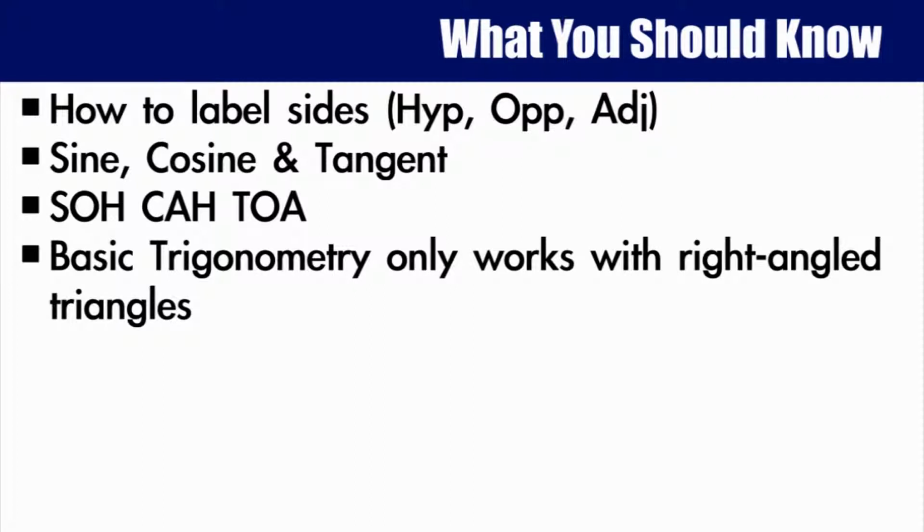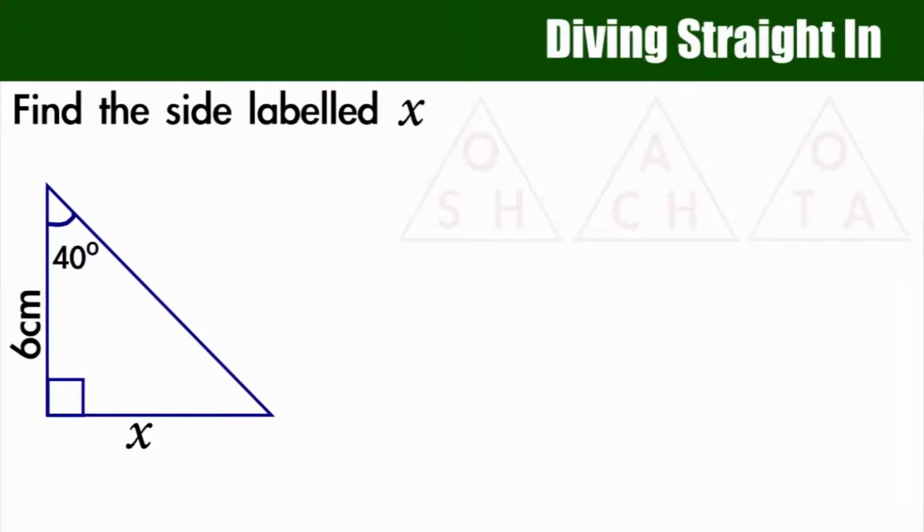So what you should already know. First of all, how to label the sides of the right angled triangle, which is hypotenuse, opposite and adjacent. The three functions, sine, cosine and tangent. About SOHCAHTOA, and we'll go through using them in this video. And the fact that basic trigonometry only works with right angled triangles. So let's dive straight into a question.